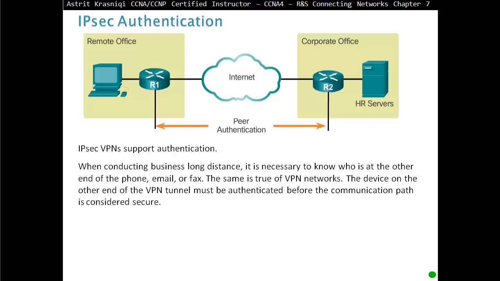When conducting business long distance, it is necessary to know who is at the other end of the phone, email, or fax. The same is true for VPN networks. The device on the other end of the VPN tunnel must be authenticated before the communication path is considered secure. There are two methods of peer authentication: pre-shared key or RSA signatures, which is certificates.